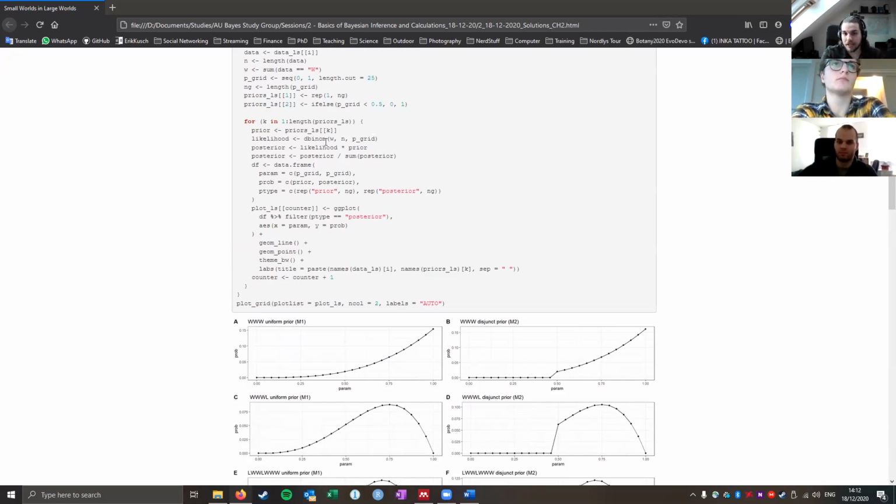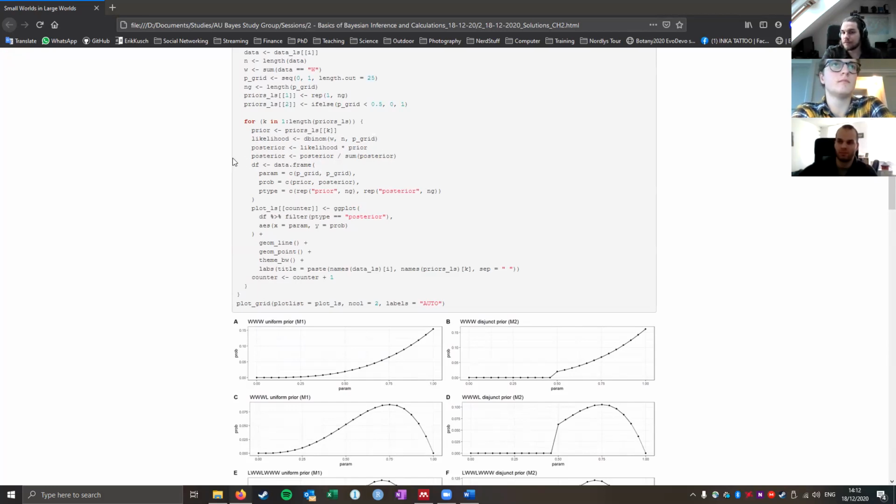We then just multiply likelihood times prior. Remember, our prior is just ones across the board for this uniform prior. The posterior is then the posterior which we calculated here, which is likelihood times prior divided by the sum of all of the values in the posterior.